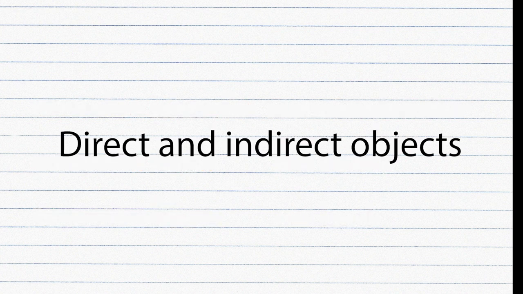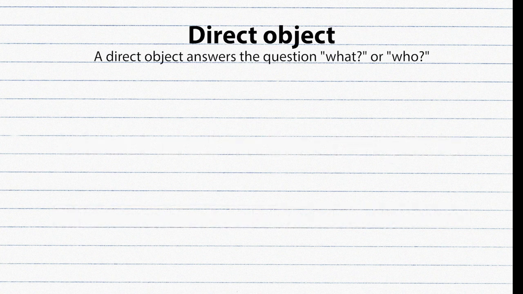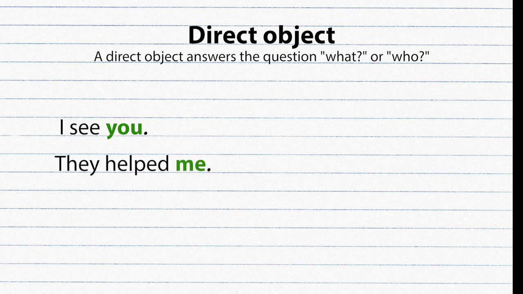Direct and indirect object. This is a very easy concept to learn, but quite important in Spanish in order to use the correct pronouns. An object is a thing that is being acted upon by the verb. A direct object answers the question, what or who? I see you. You is a direct object. What do I see? You. They helped me. Me is a direct object. Who did they help? He writes a book. A book is a direct object. What does he write? So by asking what or who, we can find the direct object of a sentence.